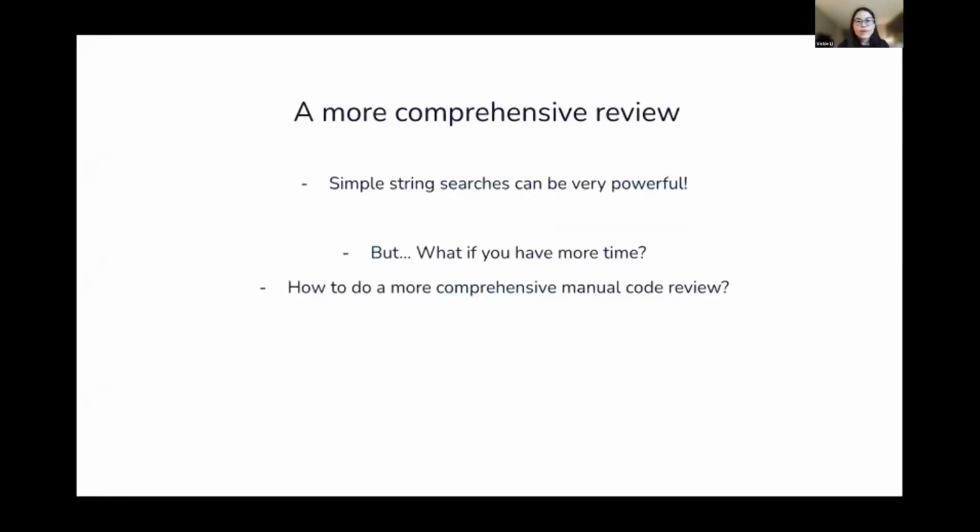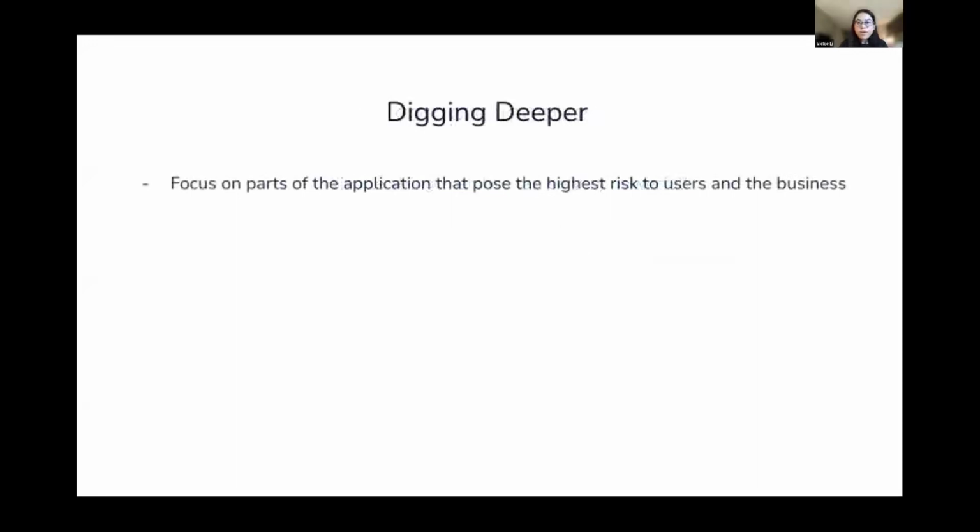What if you want to do a more comprehensive manual code review? So remember, I talked about getting familiar with the functionality and the components of the application, right? After searching for obvious issues like hard-coded secrets or the use of dangerous functions by keyword search, start by analyzing in detail the parts of the application that pose the highest risk to the users and to the application's business. These are usually places where the client or the user gets to interact with the server, because these are the places where malicious input can enter the application.